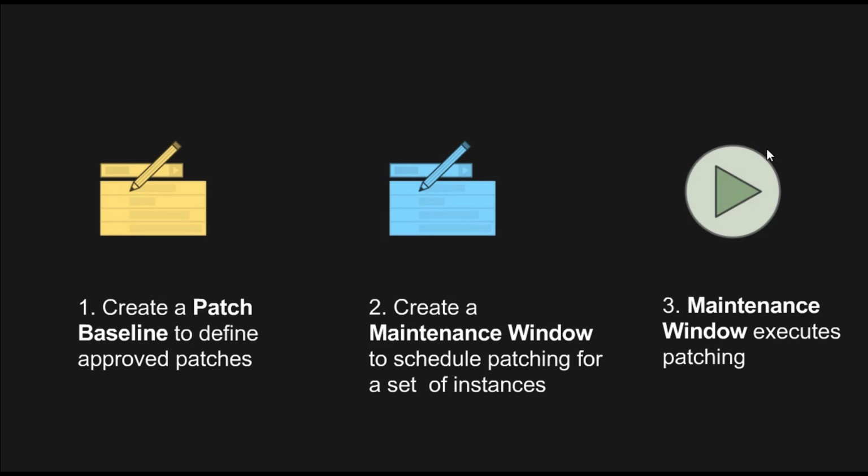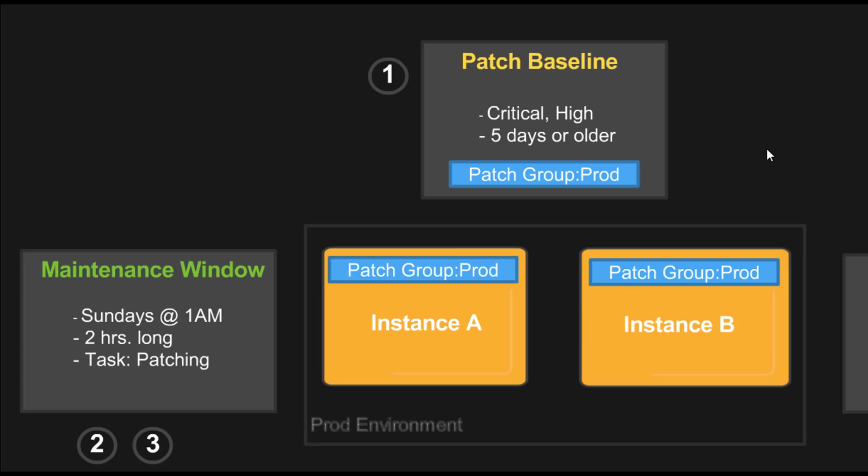So how do you get started with Patch Manager? Well, you create a patch baseline, which is really a rule or set of rules. Then you create a maintenance window, which executes those rules or applies those patches, and the maintenance window executes according to the schedule, and then you can audit the results with patch compliance. So for the rest of our session today, we're going to drill down deeply on each one of these steps.